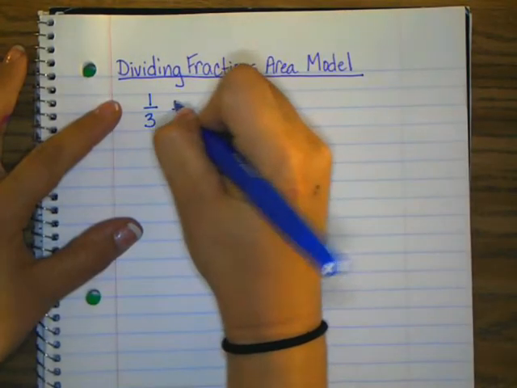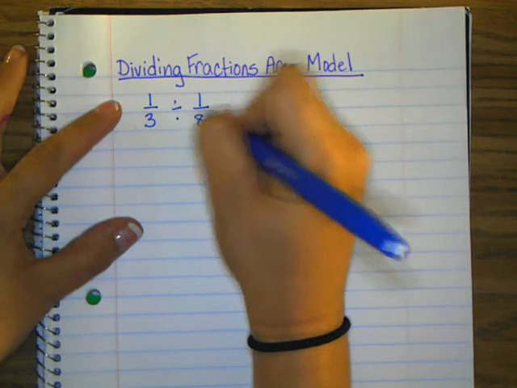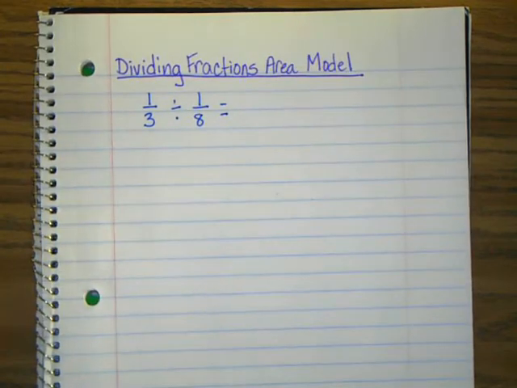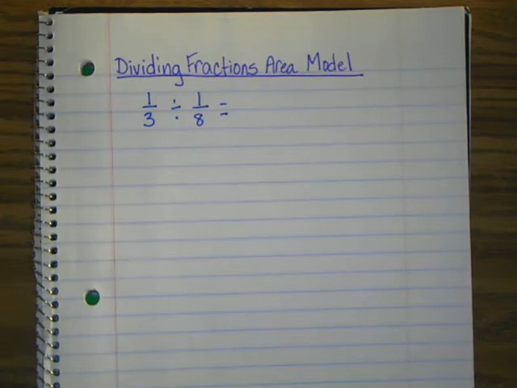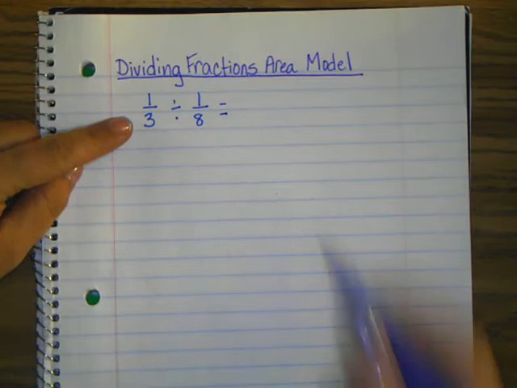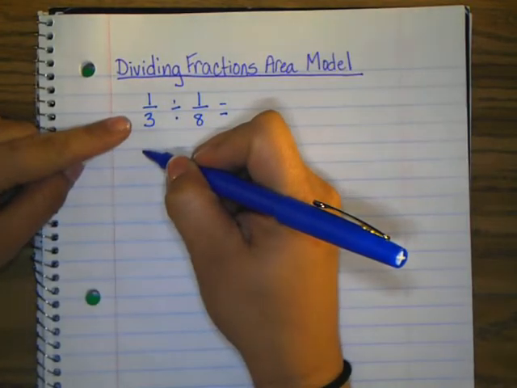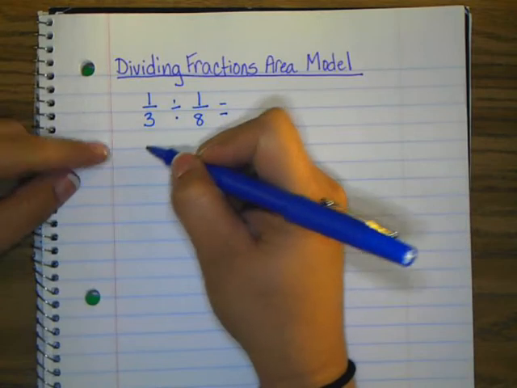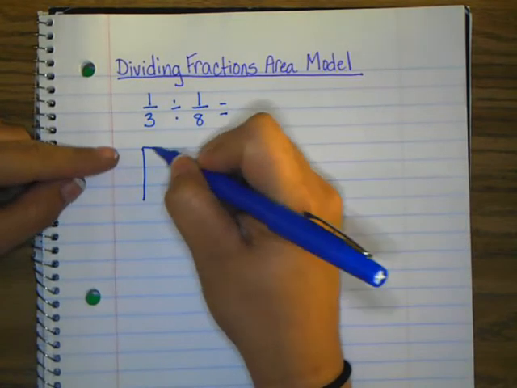Alright, so we're going to start with the fraction 1/3 divided by 1/8. Now, sometimes when you guys are solving problems, they ask you to give a representation. What we're about to do is an example of a representation or a picture. There's two different ways to do this. There's the way that I like, that I think is easier, and then there's a more complicated one. So we're going to start with the easier way first.